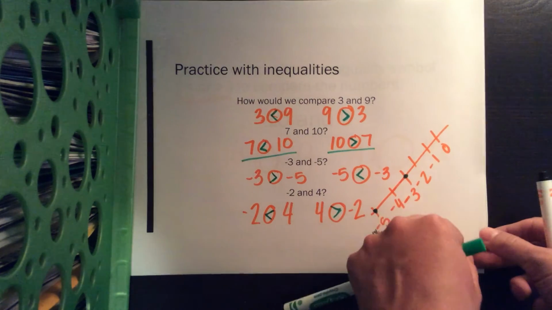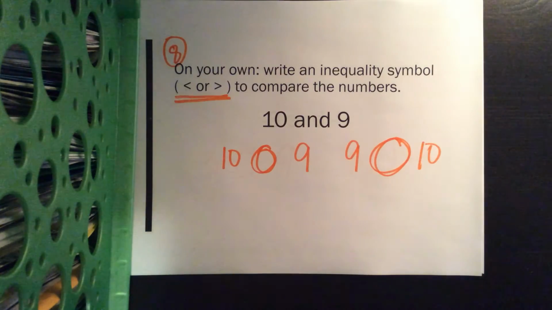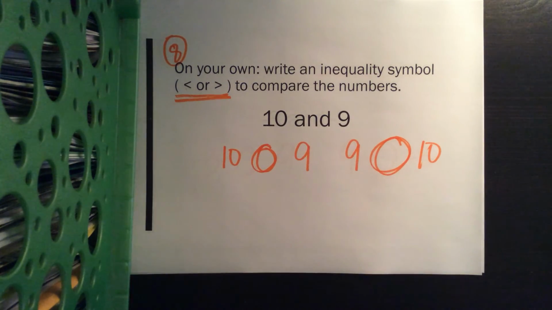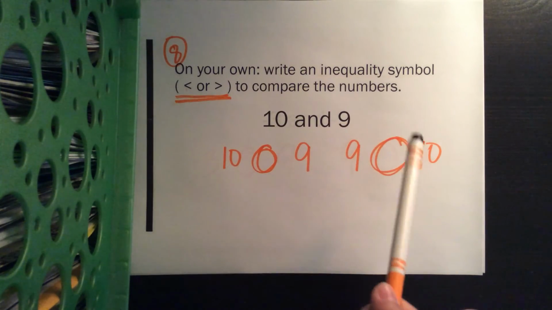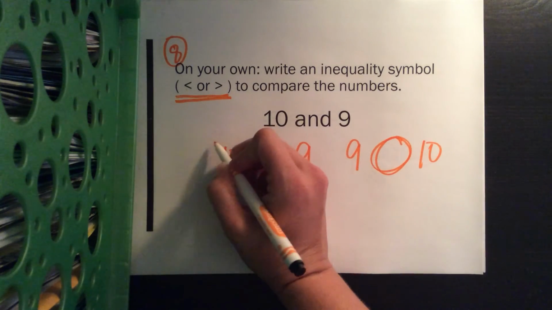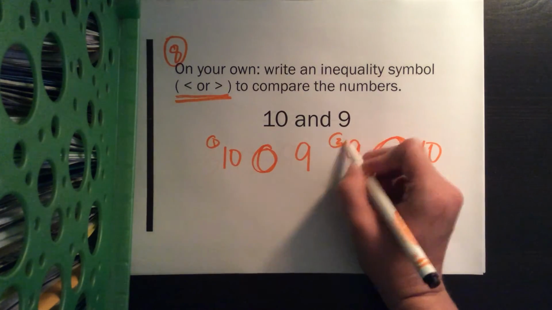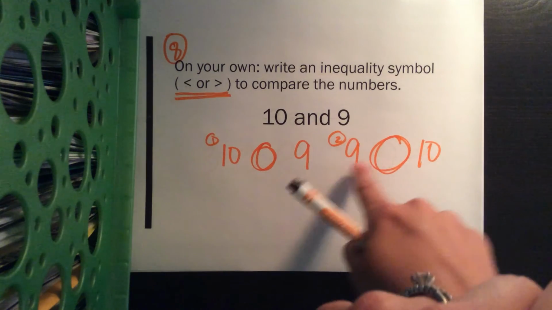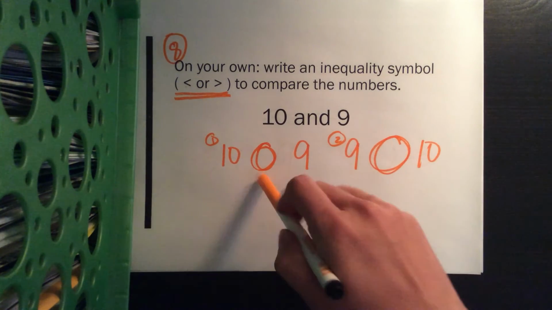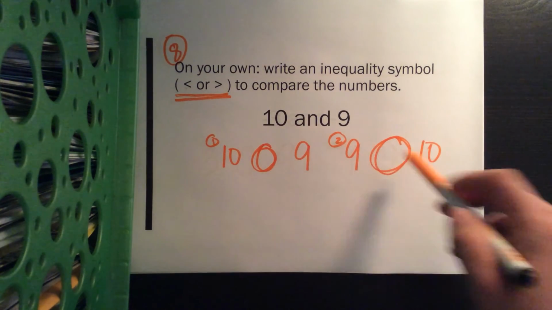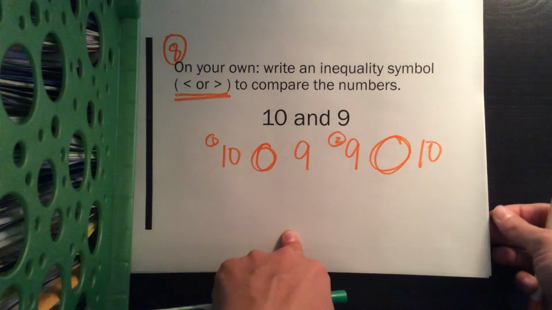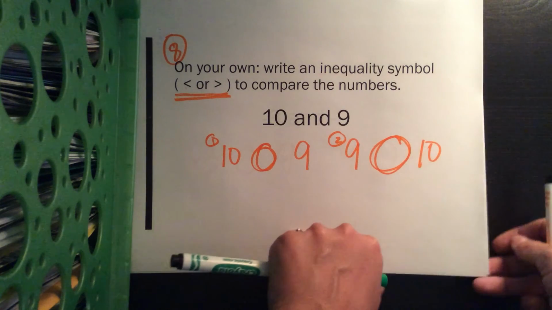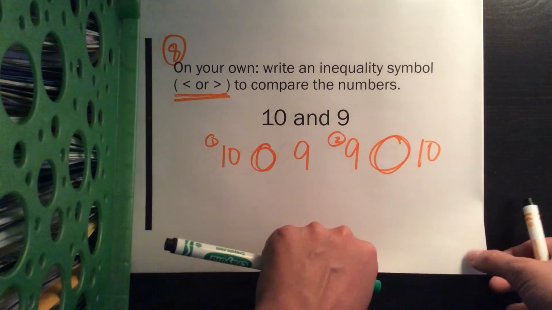Okay, now some practice on your own with inequalities. Write an inequality symbol, the less than or greater than symbol, to compare the numbers 10 and 9. So I need to see both ways. The 10 compared to 9 and 9 compared to 10. So you would write the less than or greater than symbol in here and the less than or greater than symbol in here. Please refer to your notes if you need help, or look at the word wall. There are some resources that we've gone over today that will help you with this.